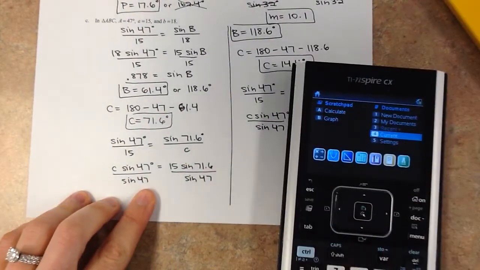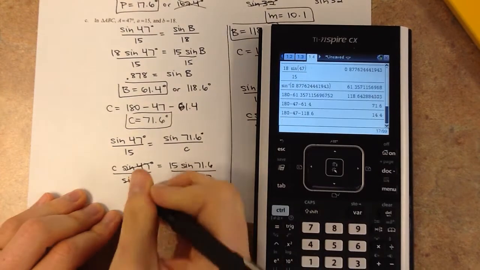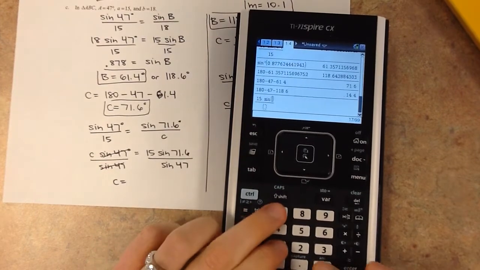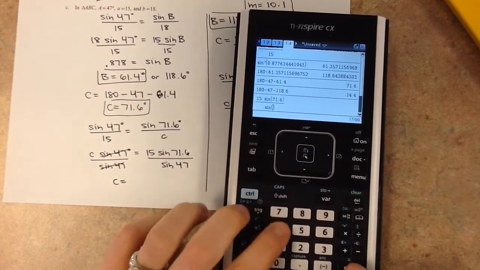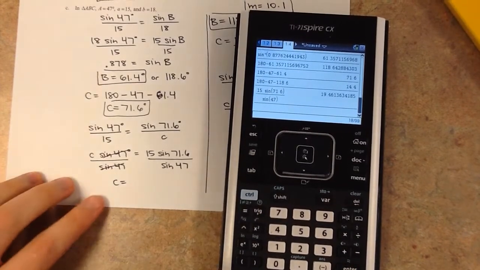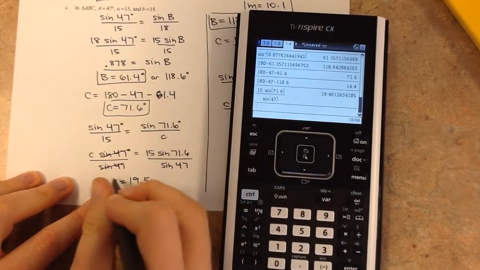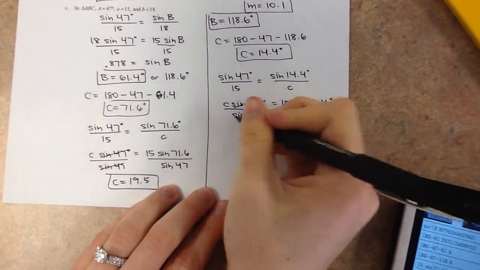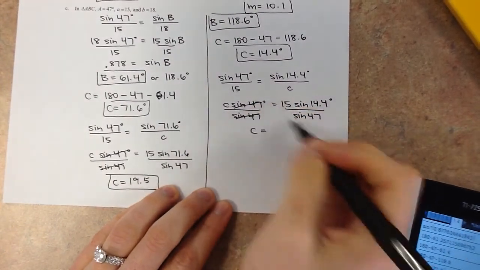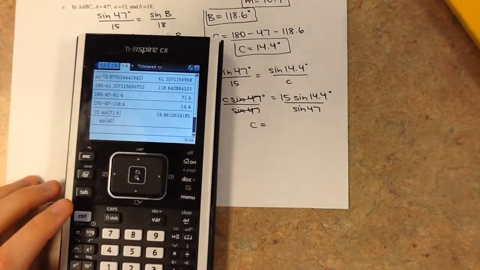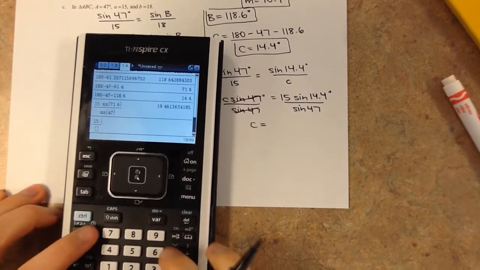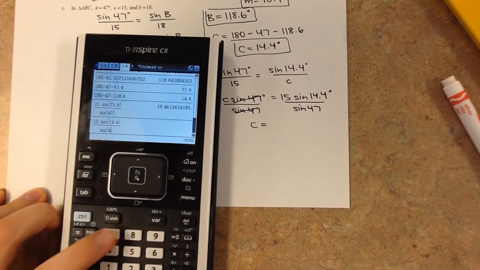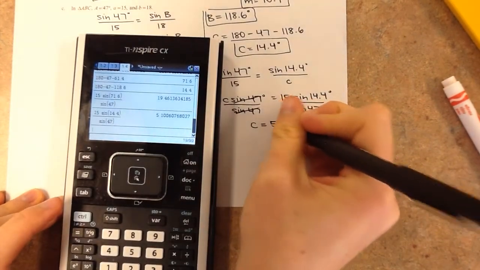Okay, so we are going to plug all of this in. These will cancel, and c is equal to whatever I get here. So 15 times the sine of 71.6 over the sine of 47. So this c is about 19.5. And then here, same thing. These sine of 47s will cancel, and c is whatever I get here. Since my angle is smaller, you should expect the side to be smaller. So here you get about 5.1.